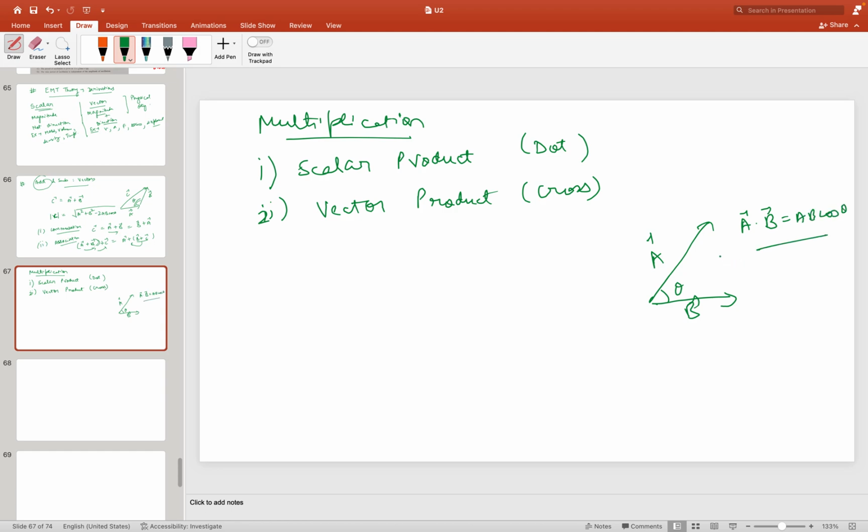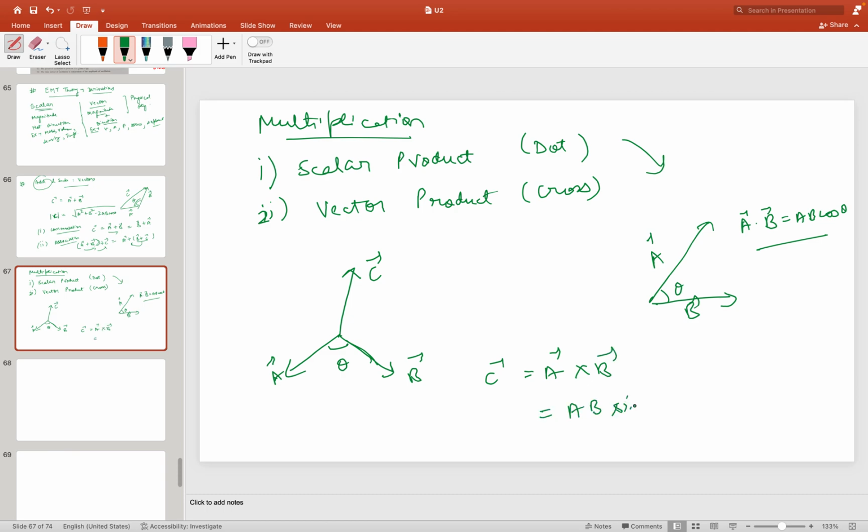And if we want to talk about the vector product, again we have two vectors, A vector and B vector, making some angle theta and lying in the same plane. Then the cross product of these two vectors gives a third vector which is perpendicular to both vectors A and B. So we can write it as C vector is equal to A vector cross B vector, or AB sine theta.